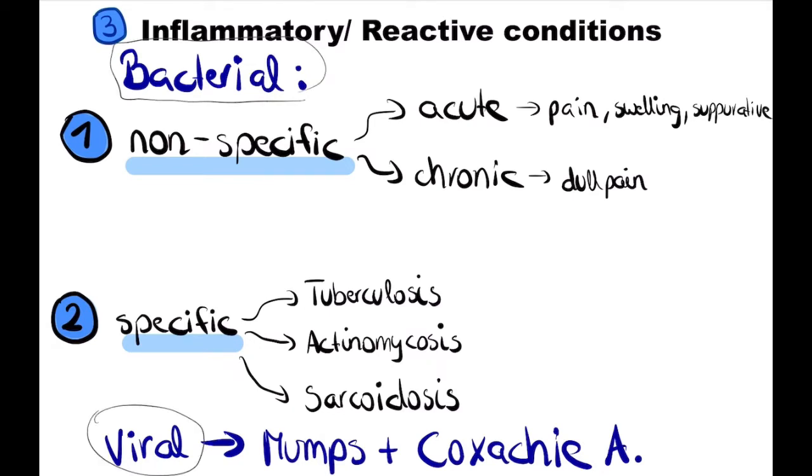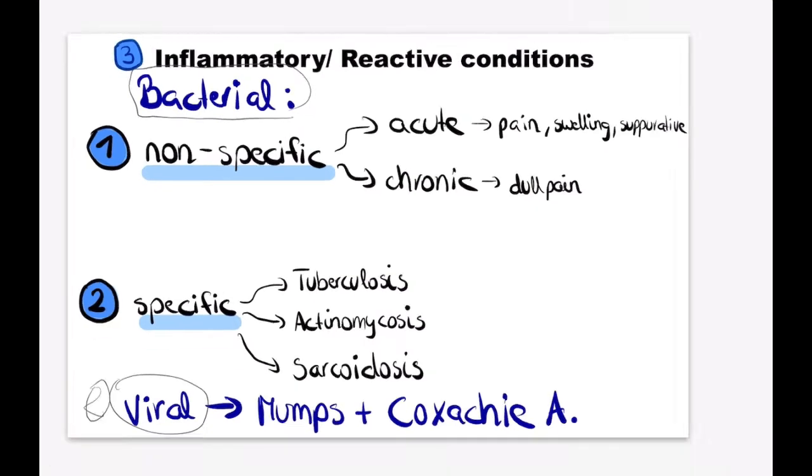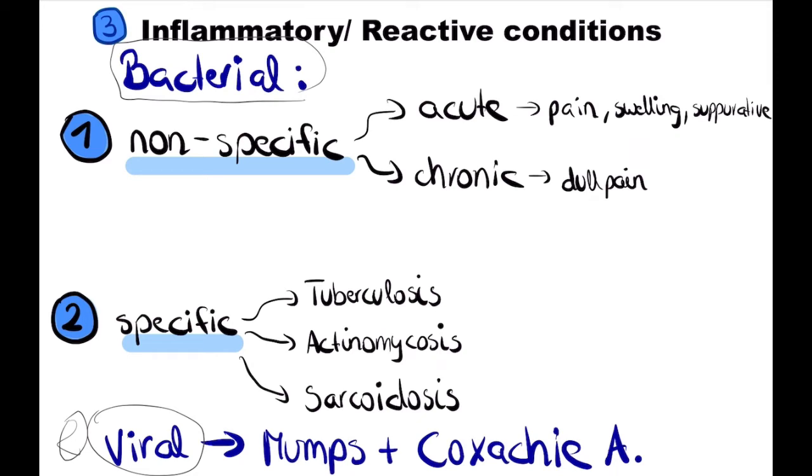The bacterial group has two types, the non-specific and the specific inflammatory type. And the second one is the viral one, which can be classified into mumps, which you might hear of course, and Coxsackie A. The bacterial one, we have two types, the non-specific and the specific. For the non-specific, we have two types, the acute and the chronic. The acute has pain. The chronic has dull pain. The specific types are tuberculosis, actinomycosis, and sarcoidosis. These are the three types.